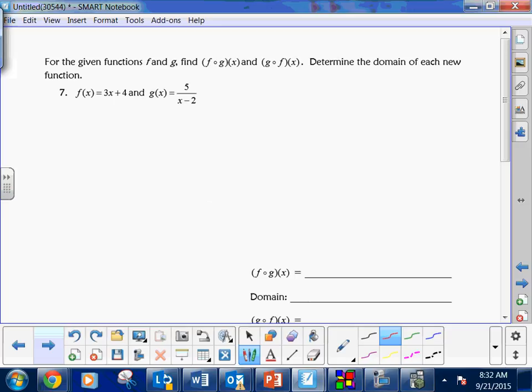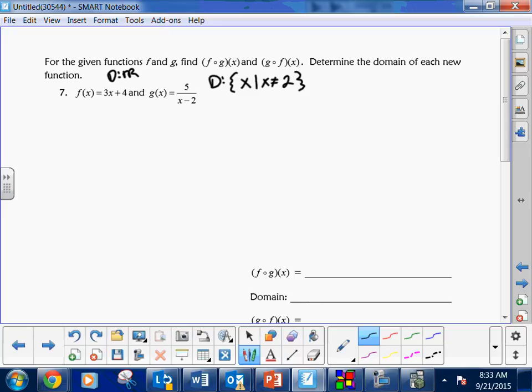And the next one involves compositions. So first of all, they want to know the domain of the composition of both things. Now, before we even start, remember these things follow grandfather clauses, which means that you have to automatically go ahead and find the domain. Domain of this one is all real numbers. Domain of this one is all real numbers x, such that x cannot equal 2.